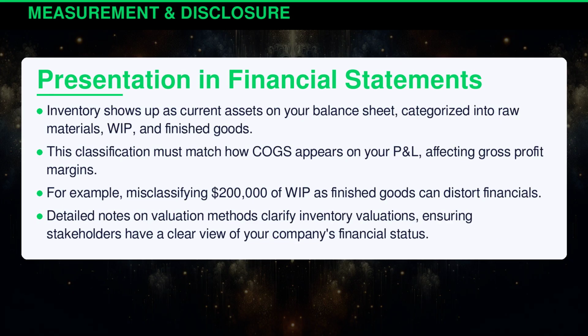Inventory shows up as current assets on your balance sheet, categorized into raw materials, WIP, and finished goods. This classification must match how COGS appears on your profit and loss, affecting gross profit margins. For example, misclassifying $200,000 of WIP as finished goods can distort financials. Detailed notes on valuation methods clarify inventory valuations, ensuring stakeholders have a clear view of your company's financial status.